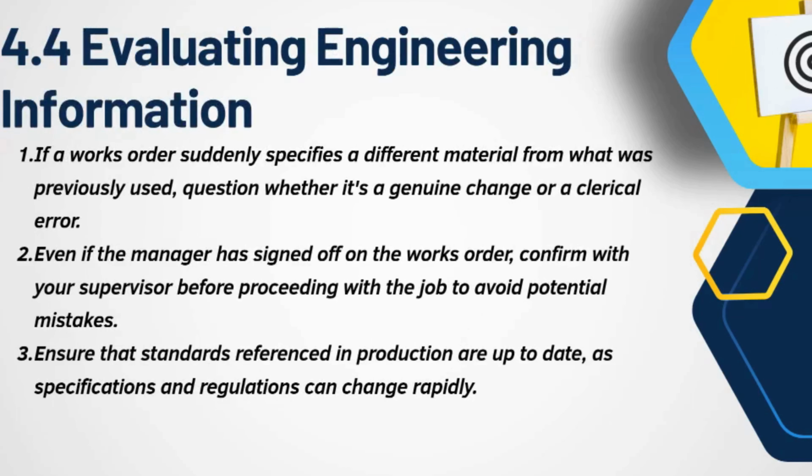So last but not least, 4.4, evaluating engineering information. If a work order suddenly specifies a different material from what was previously used, question whether it's a genuine change or a clerical error. We also have to ensure that standards referenced in production are up to date, as specifications and regulations can change.